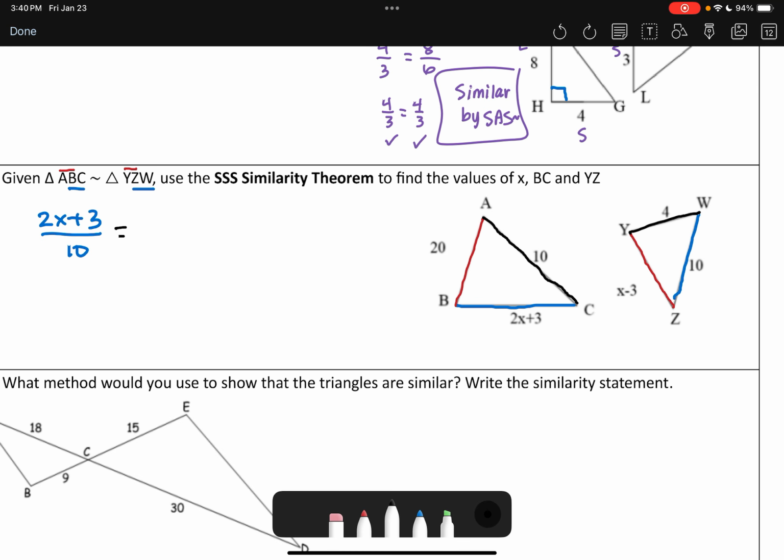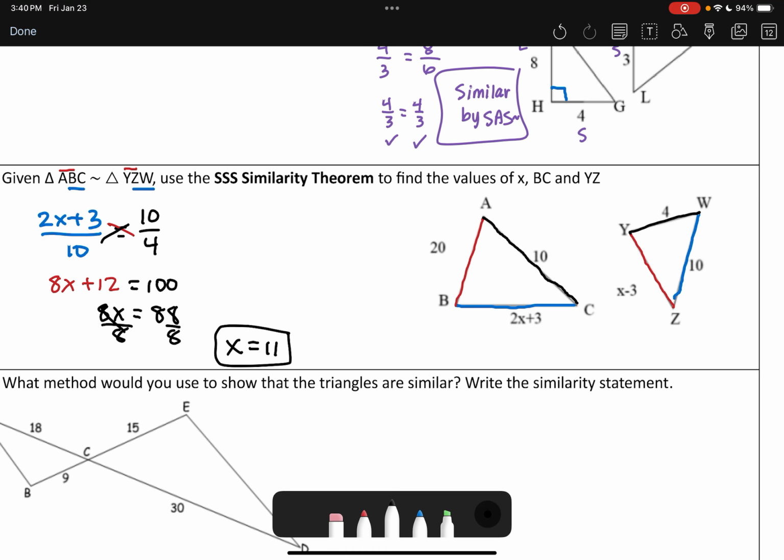the other option, which would be, why don't we do black over black? We would be doing 10 over 4. So if we cross multiply here in this case, we're looking at 4 times 2x plus 3. Well, 4 times 2x is 8x. 4 times 3 is 12, so plus 12. And then that's equal to 10 times 10, which is 100. Now, if you were to move the 12 to the other side, you get 8x is equal to 88. Divide by 8. X is equal to 11.